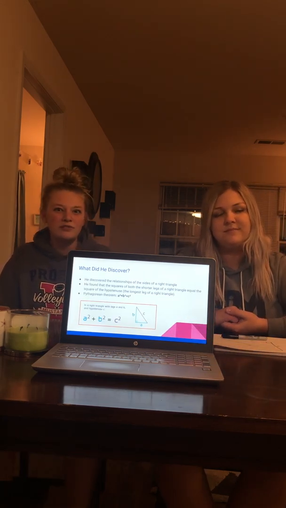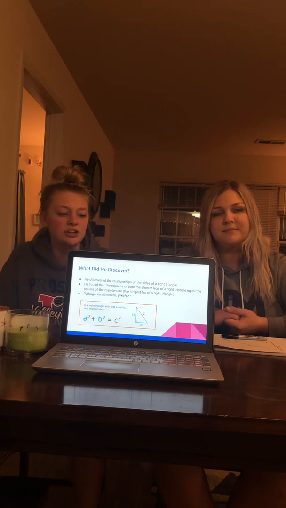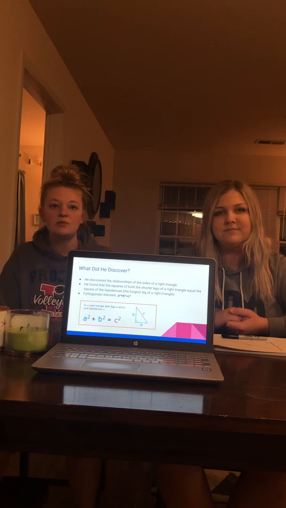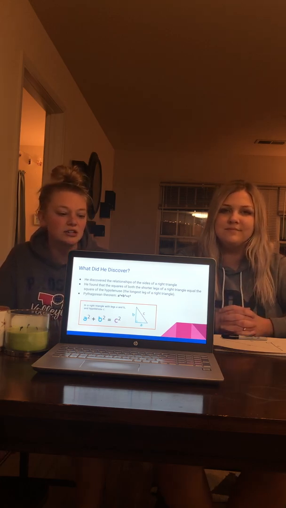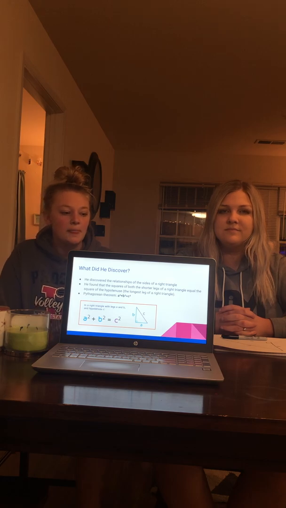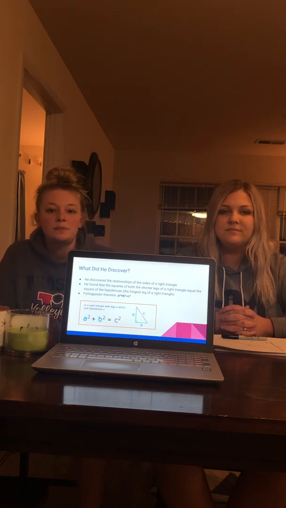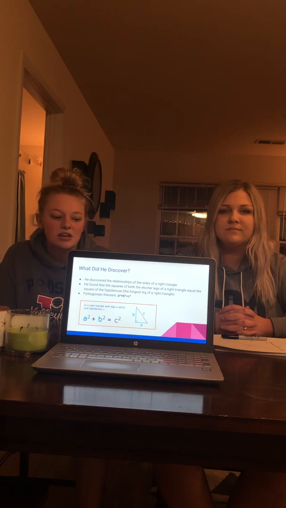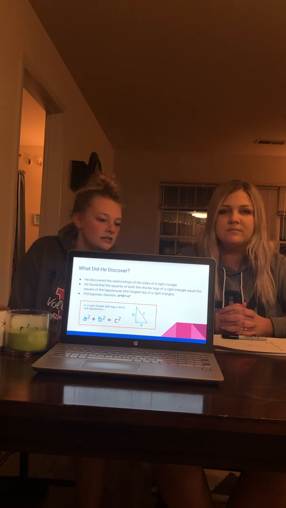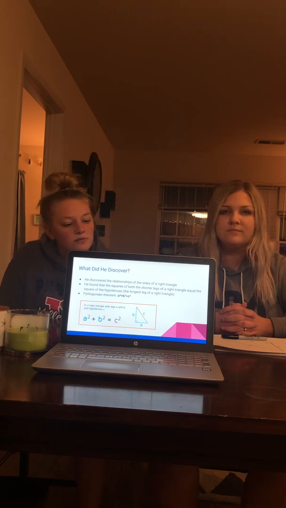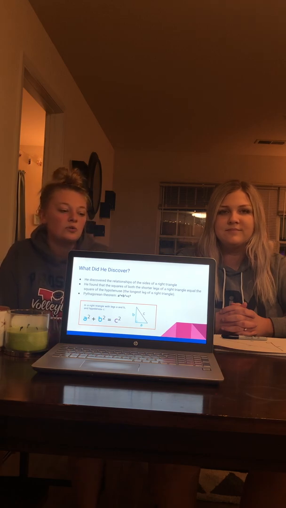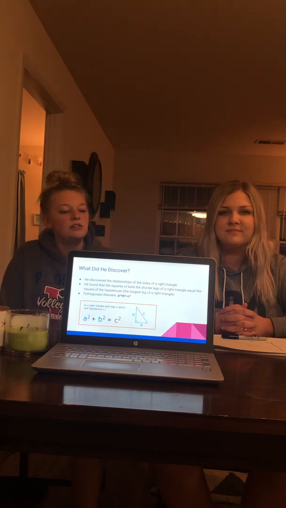What did he discover? Why are we even talking about him? He discovered the relationship of the sides of a right triangle. So we've been talking about right triangles, and we've been looking at the lengths of their sides. So he came up with the Pythagorean theorem, which helps us decide how long the length of one of the sides of a triangle is without knowing all of its side lengths. He found that the square of both of the shorter legs of a right triangle equal the square of the hypotenuse, which is the longest leg of the right triangle. The Pythagorean theorem is a squared plus b squared equals c squared.